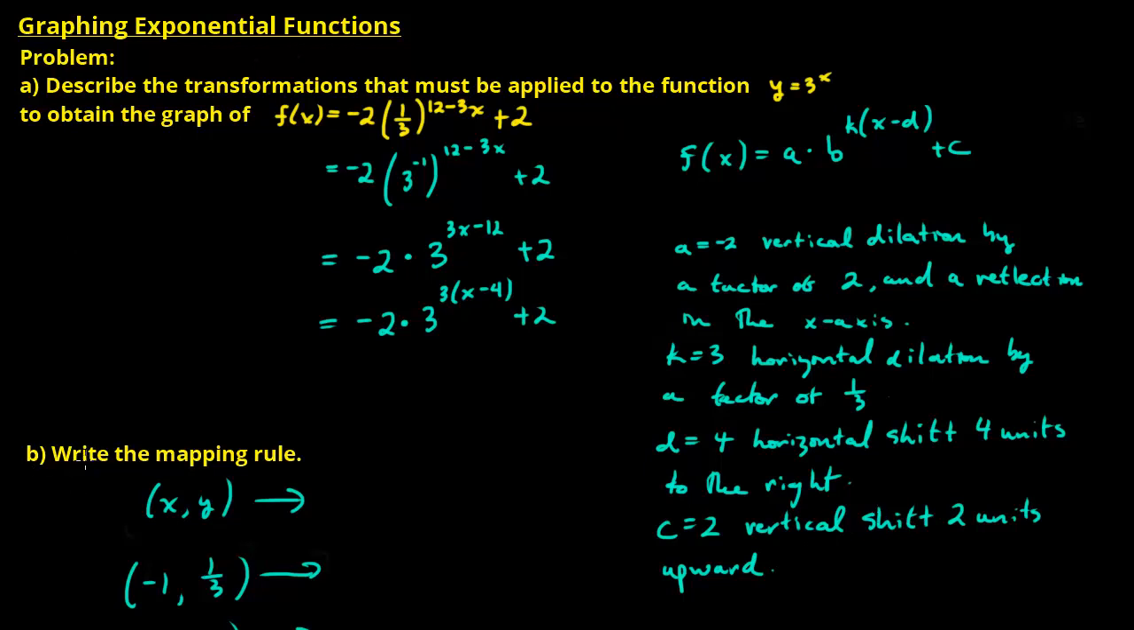In the next part of this question, it tells us to write the mapping rule. Remember that for the mapping rule, if I have a point (x, y) on any graph, and I know what a, k, d, and c are, this point will transform to the point (x/k + d, ay + c). We already know what all these values are for our function. k is equal to 3, so we've got x/3. d is equal to 4, so I have x/3 + 4. a is -2, so I have -2y plus c, which is 2. So (x, y) transforms to these coordinates.